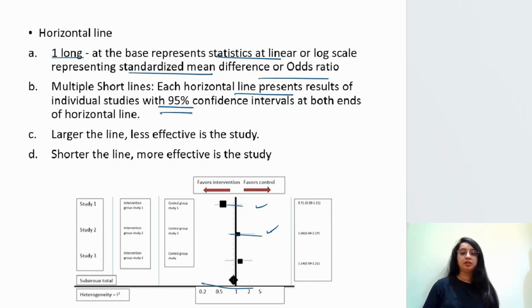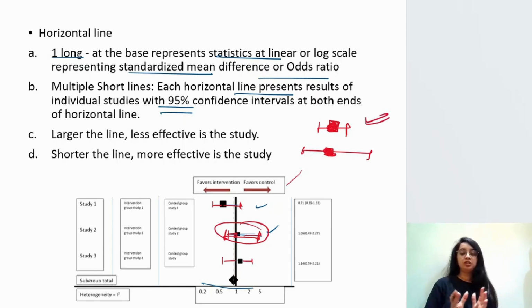So what do we mean by this? This is the 95% confidence interval of the study, and the larger the line, the less effective is the study. You can see here the confidence interval is very large. That means that the study is less effective because the confidence interval is greater. We need a very short confidence interval. So suppose there are two graphs like this, one is like this and the other is like this. We will say that this study is more effective because the confidence interval is lesser. So we want a lesser confidence interval as compared to this line. So these are the horizontal lines.